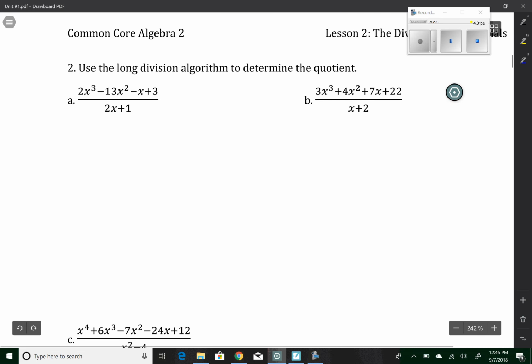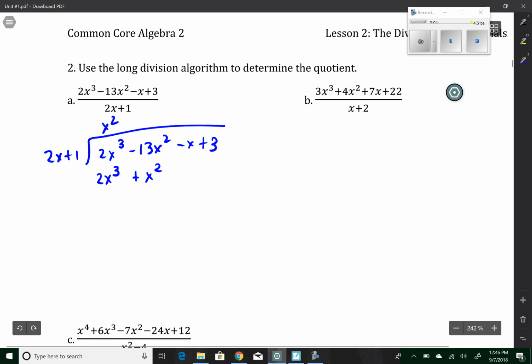All right, next question asks us to do some long division. So let's do some long division here. So for the first one here, I have 2x plus 1. I'm long dividing that into 2x to the 3rd minus 13x squared minus x plus 3. 2x times x squared would give me 2x cubed. 2x times 1 is positive x squared.